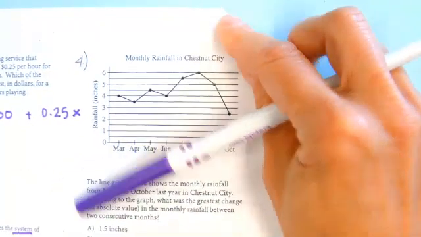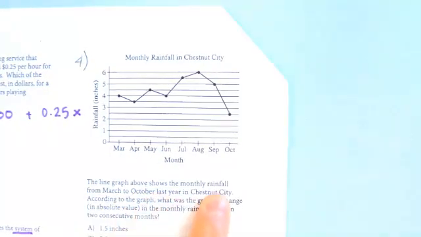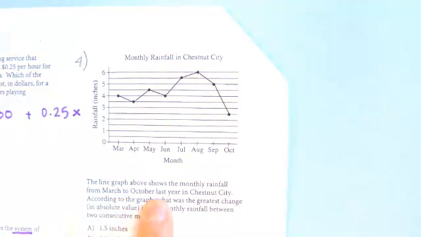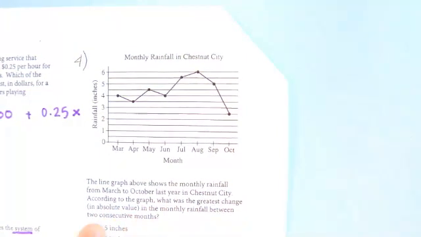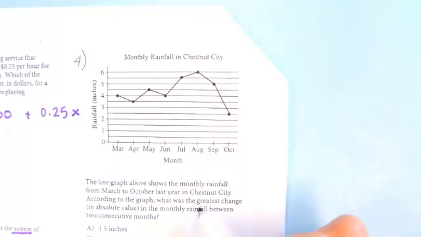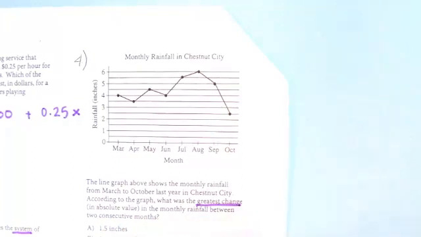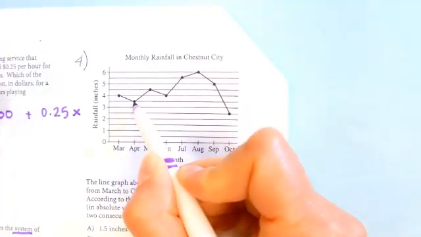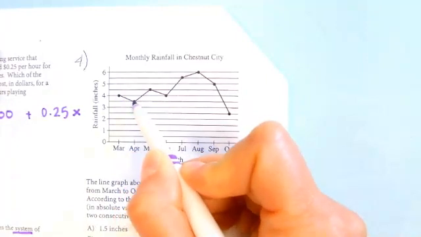Okay, number 4 on this page. The line graph above shows the monthly rainfall from March to October last year in Chestnut City. According to the graph, what was the greatest change in absolute value in monthly rainfall between 2 consecutive months? The greatest change, meaning not what's the tallest, but where does the rainfall change the most between which 2 months? Is it going to be March to April, right? That went from 4 to 3.5.